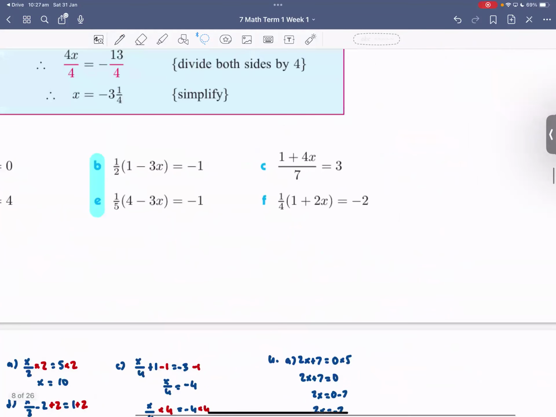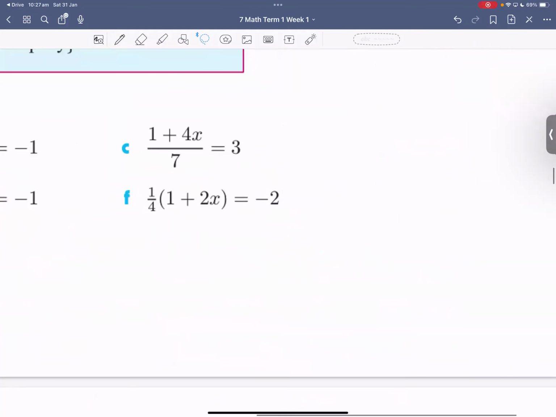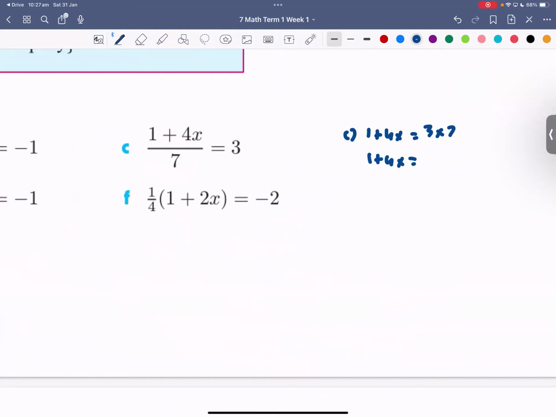All right. Here. How do we get rid of a divide by 7? Times by 7. So I'm going to write 1 plus 4x is 3 times 7. So 1 plus 4x is 21. How do we get rid of this plus 1? There is an invisible plus in front of that 1. So how do we get rid of that plus 1? Minus 1. You're right. So then I write 21, take 1. So 4x is 20.